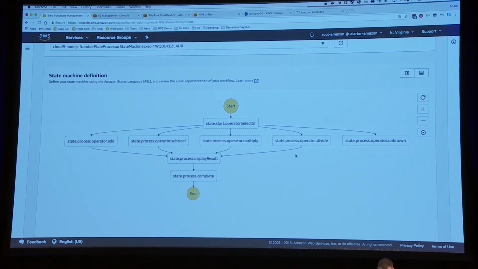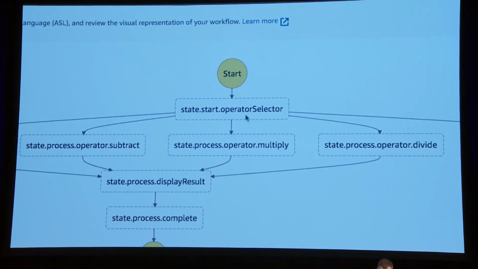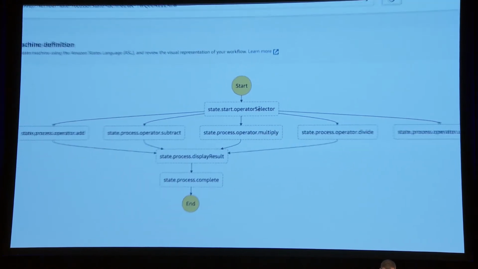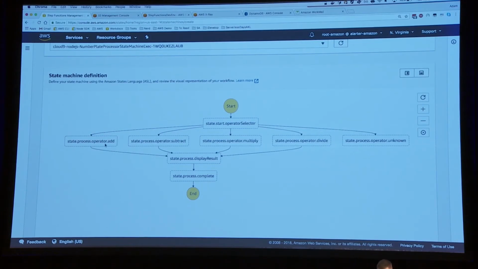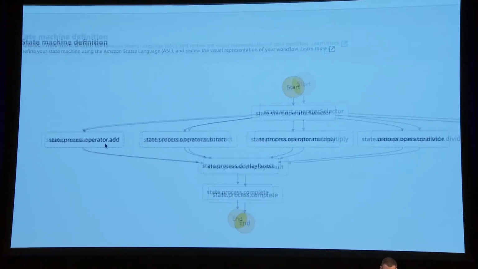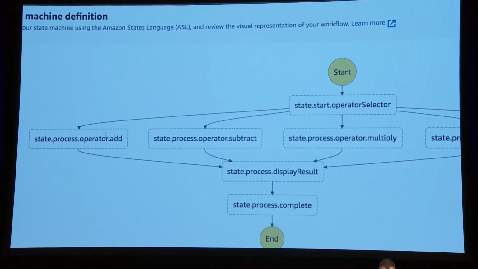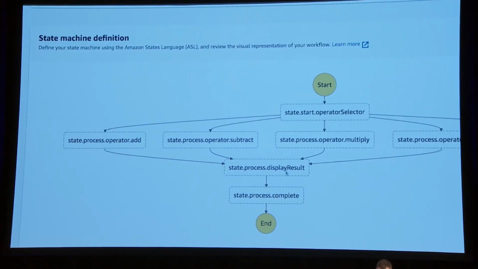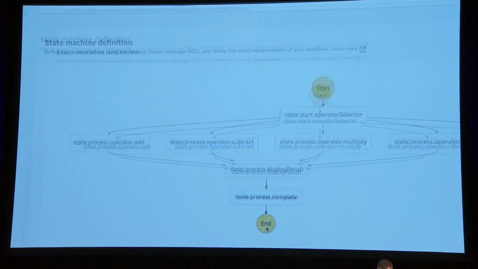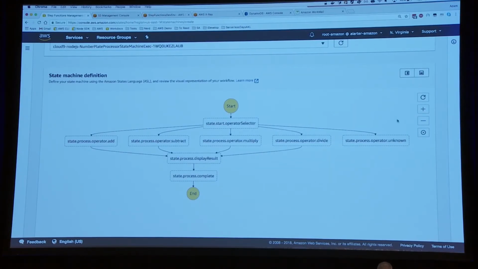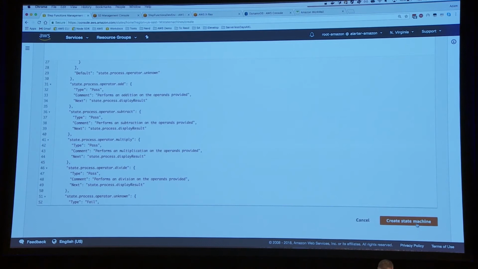You saw that in JSON, but let's run through it again. I have my operator selector. If the input data has an operator property and its value is add, then the state machine will branch to this state. If it's subtract, it'll go to this state, etc. Then they all converge on the display result and then complete and end. Let me make sure I press create, yes.